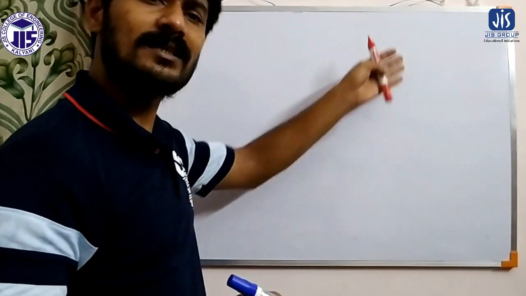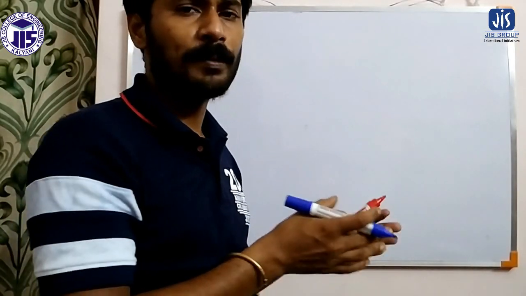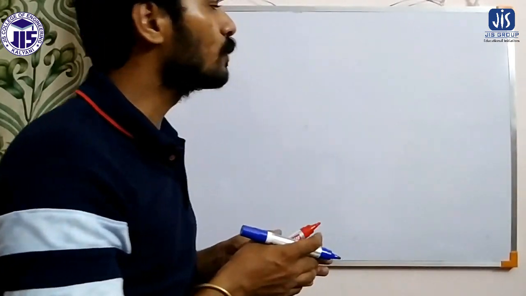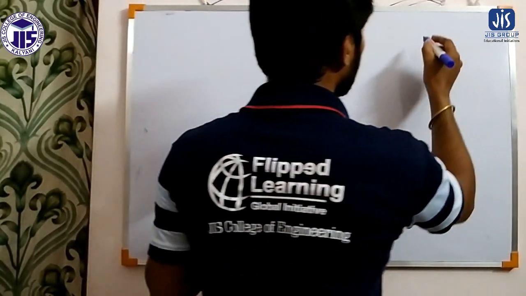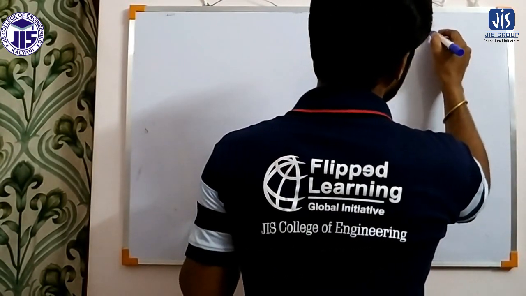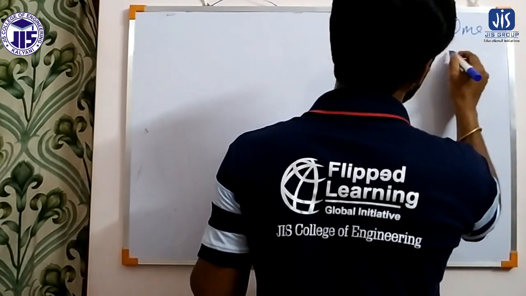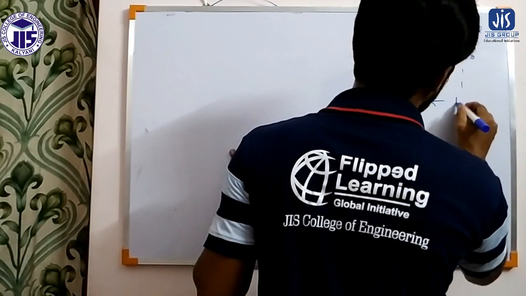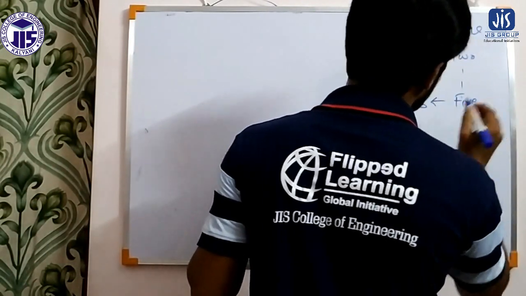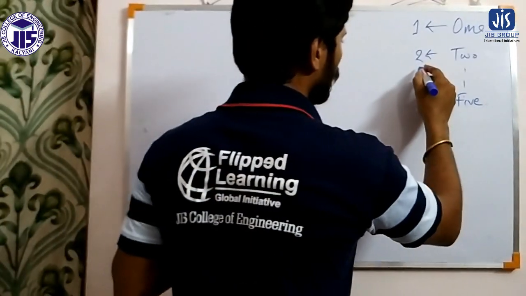Let us take the same example: if my variable value is 1, it will print 1. In that way, for example, we have to print up to 5. If it is 1, it will print 1. If 2, it will print 2. In that way, we will print up to 5.